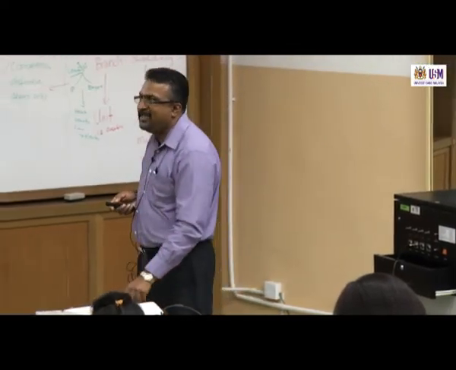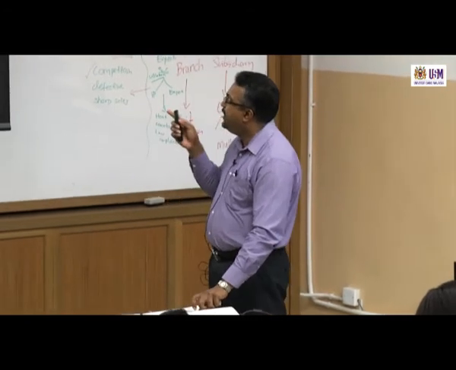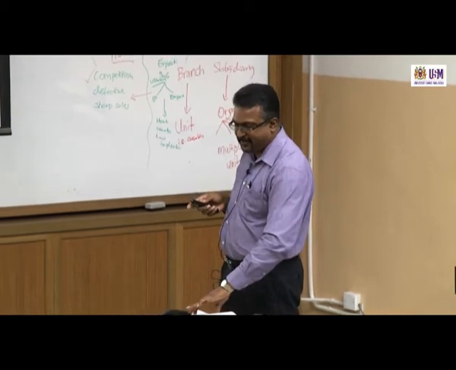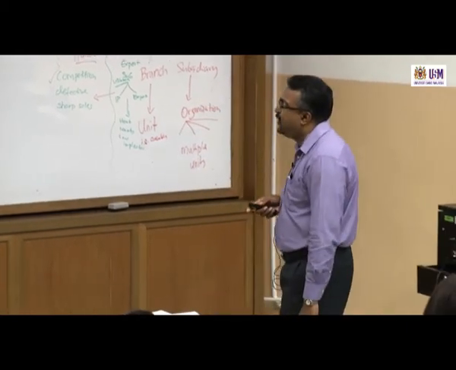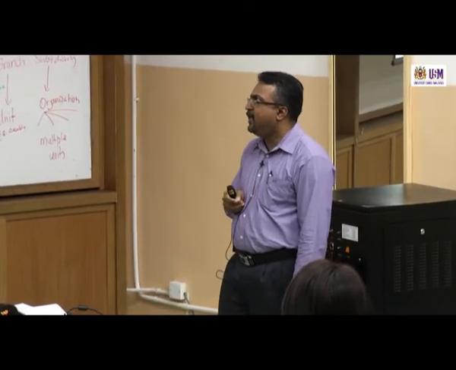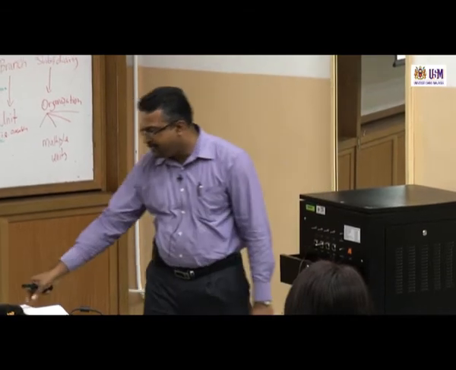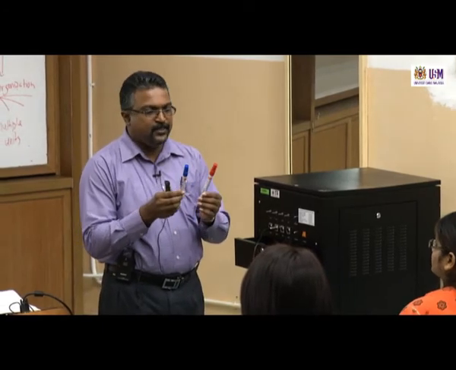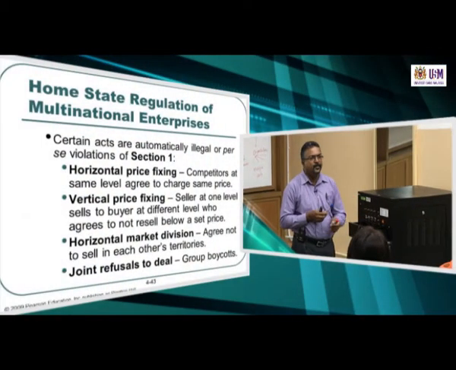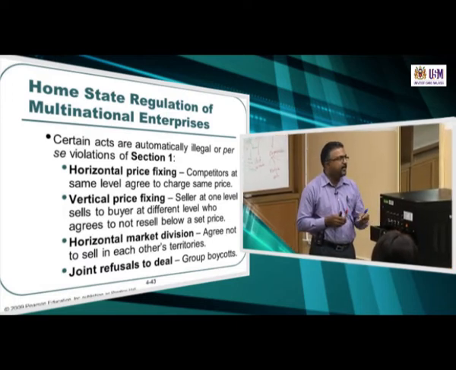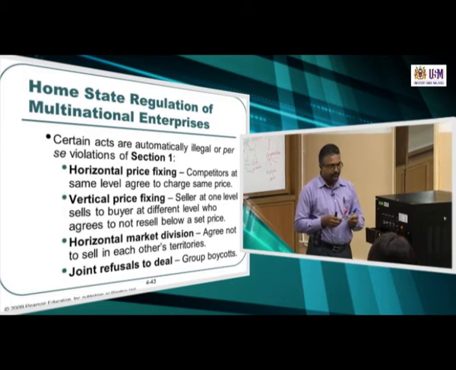Horizontal price fixing. Competitors at the same level agree to charge same price. Certain acts are automatically illegal or for violation of Section 1. For example, competitors at the same level agree to charge same price. Cannot. You see here, Apple versus iPad versus Tab. What's the product that compete with iPad, Samsung's one? Tab, isn't it? Yeah, it's a Tab.